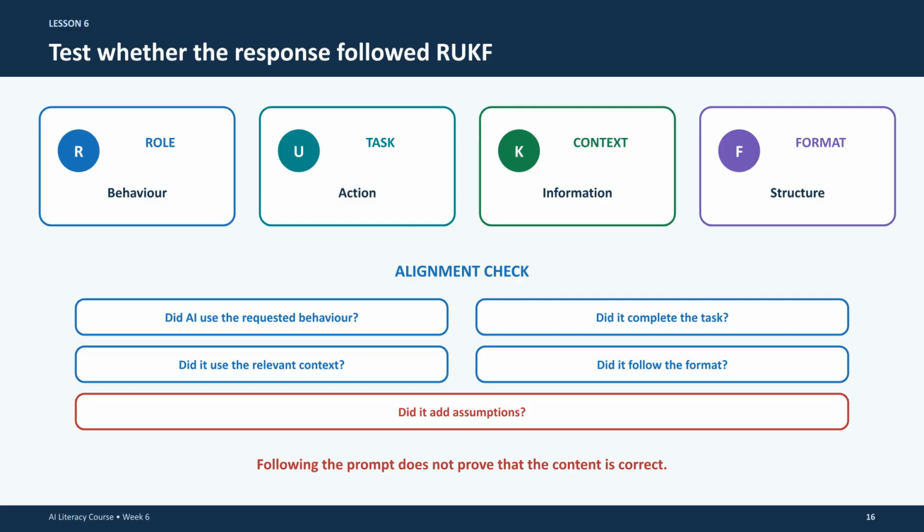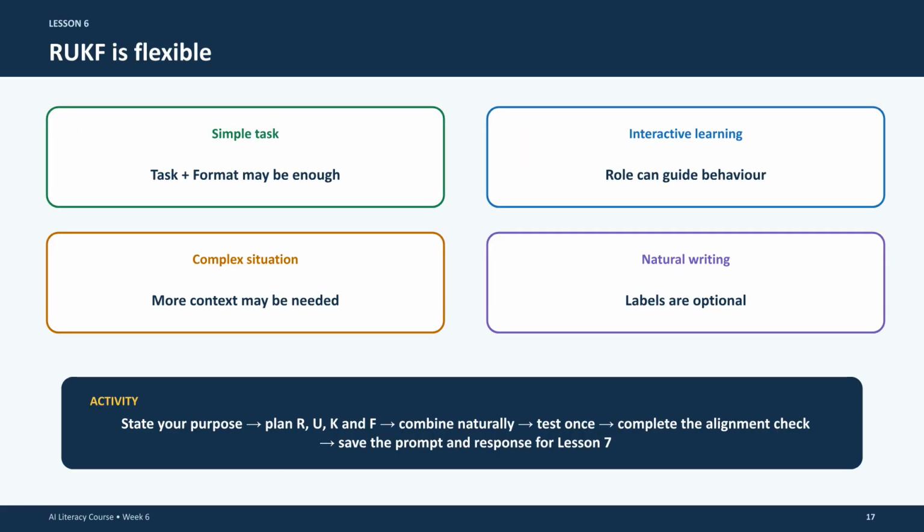Once you have your response, perform an alignment check. Evaluate if the AI followed your requested behavior, task, context, and format. Crucially, look for unrequested assumptions. Remember, following your prompt does not guarantee that the content is factually correct.